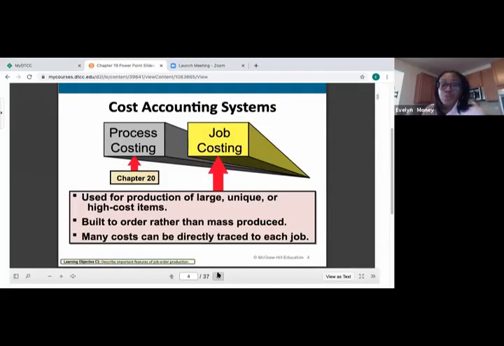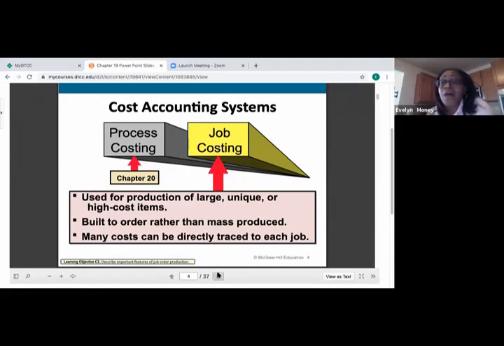Now, there are 2 types, actually there's more than this, but for right now, there are 2 types of accounting systems that we can use to track our costs for a manufacturing company. And when I say accounting systems, I mean in terms of how we organize the cost and how the costs flow through the different inventory accounts. The type of system we use is heavily dependent upon the type of company that we're dealing with. And that type of company will be making different types of products.